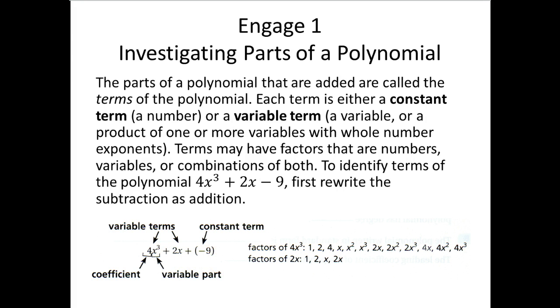To identify the terms of the polynomial 4x^3 + 2x - 9, we first rewrite the subtraction as addition, like we've done here. So we started with this polynomial 4x^3 + 2x - 9, and we just changed the subtraction to addition, because what we said before is that terms are those things in a polynomial that are added together. So now, since we have nothing but addition, this would be a term, this would be a term here, and this would be a term here.